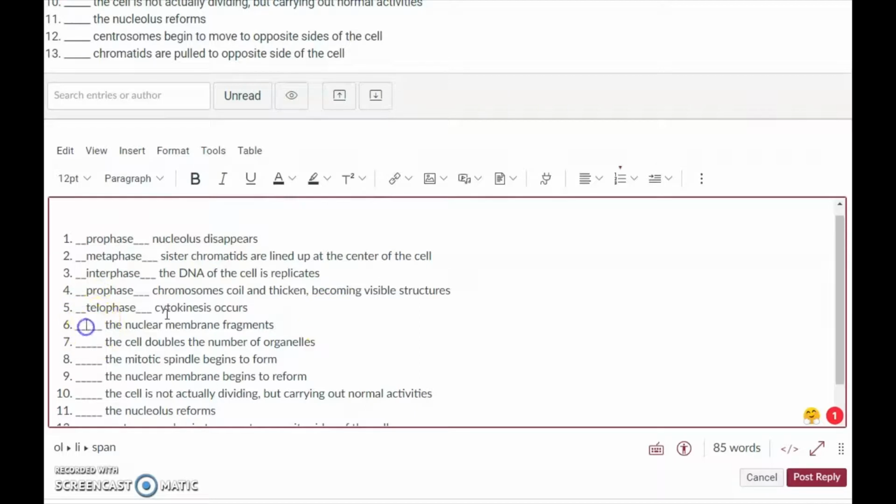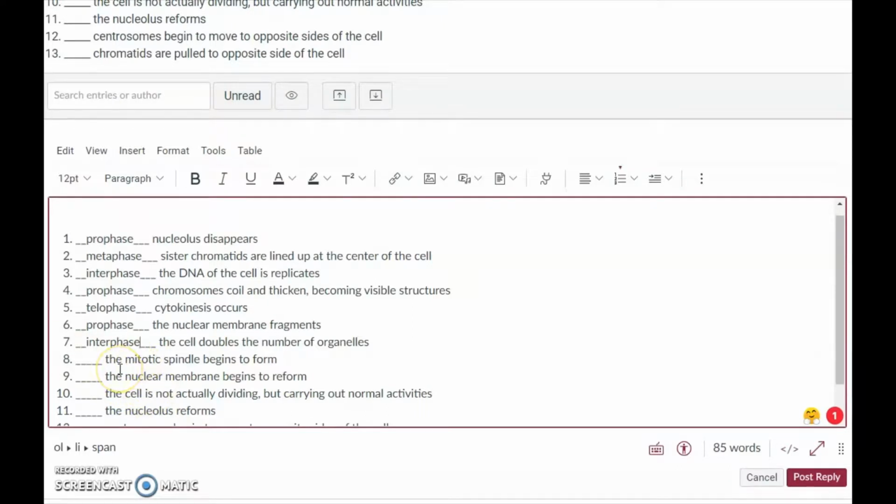And then for 6, the nuclear membrane fragments. So this is kind of one of those ones that could be prophase or metaphase, but I'm just going to put prophase here for now. 7, the cell doubles the number of organelles. So this is going to be the interphase where it's almost preparing for the mitosis, getting all the components together and stuff, because it does need to split into 2 cells, so the cell needs to make sure it has enough to do that.